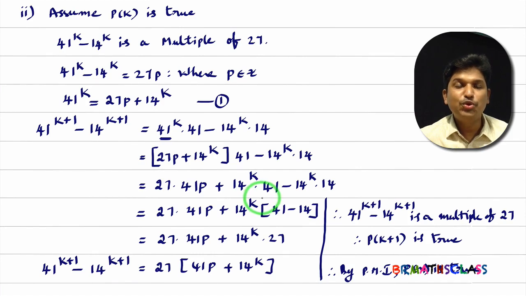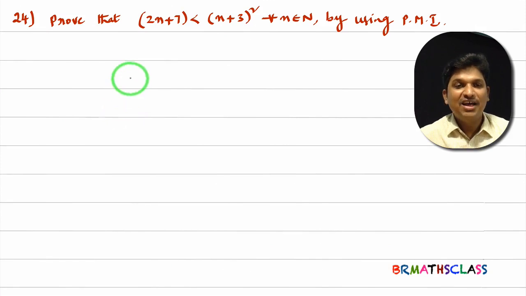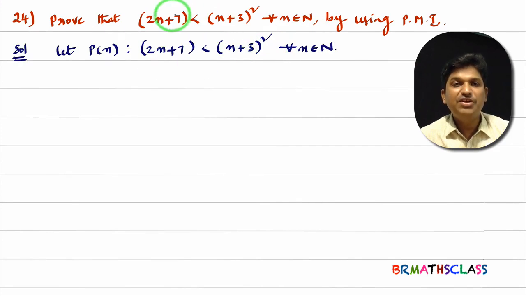Now, we will move to the next question. This is the last question in principle of mathematical induction, and this is not an easy question. This is a little difficult to understand. Okay, we need to prove this statement by using principle of mathematical induction. Which statement we are trying to prove, we will take that statement as P of n. You observe here which statement I am trying to prove. I considered that statement as P of n.